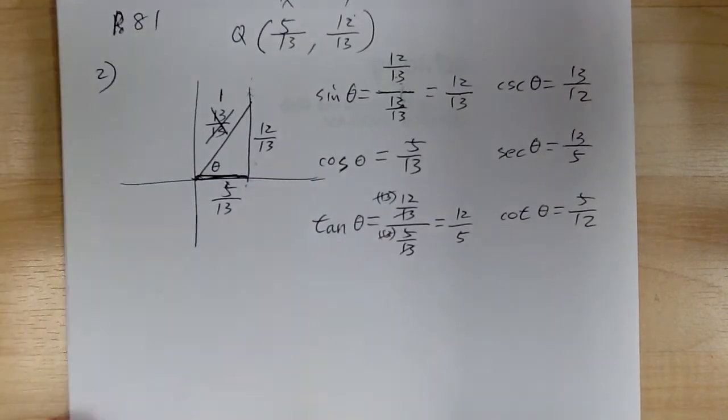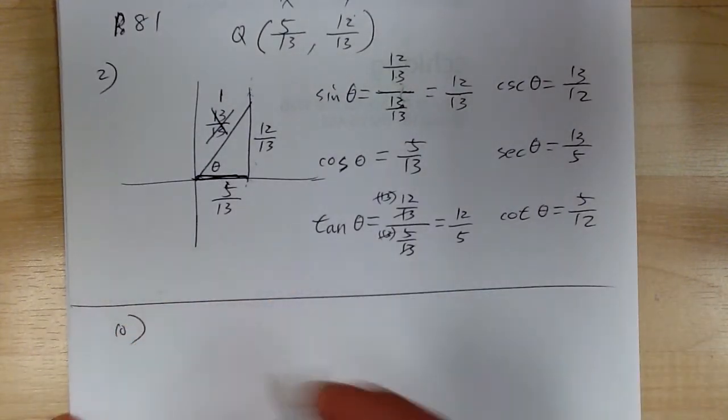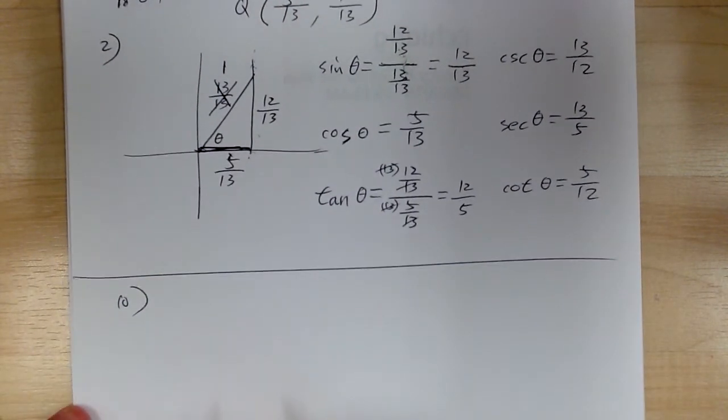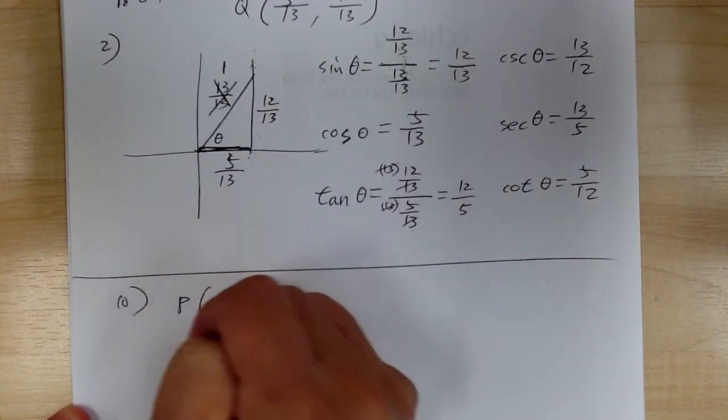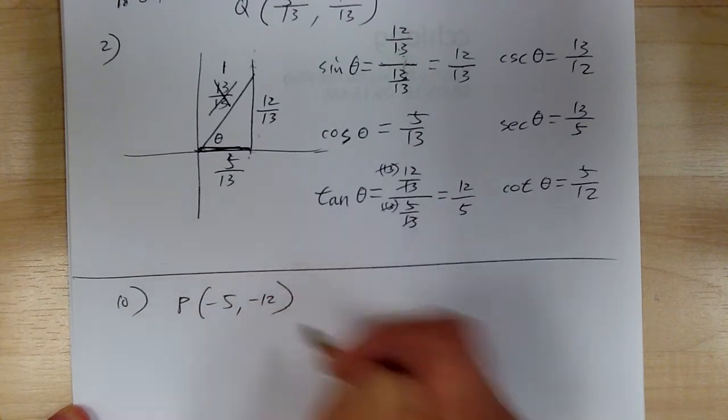Now let's go to number 10. So number 10, you have this point, and you want to find the exact value of the trigonometric functions. Okay. So again, same problem. Number 10, the point is at -5, -12.